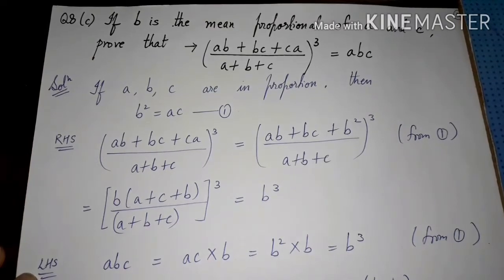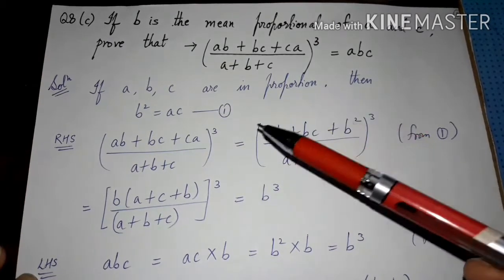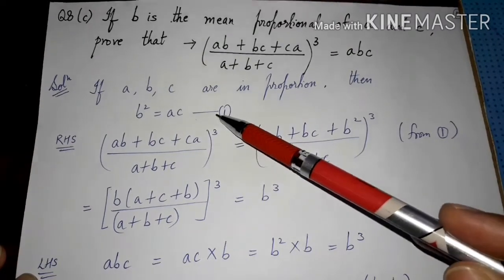Next question is question number 8, C part. If B is the mean proportional of A and C, prove that AB plus BC plus CA upon A plus B plus C whole cube is equal to ABC. Now in this question you have already been given that A, B, C are in proportion, because B is the mean proportional of A and C. B will come in the middle. So if A, B, C are in proportion, then B square is equal to AC.